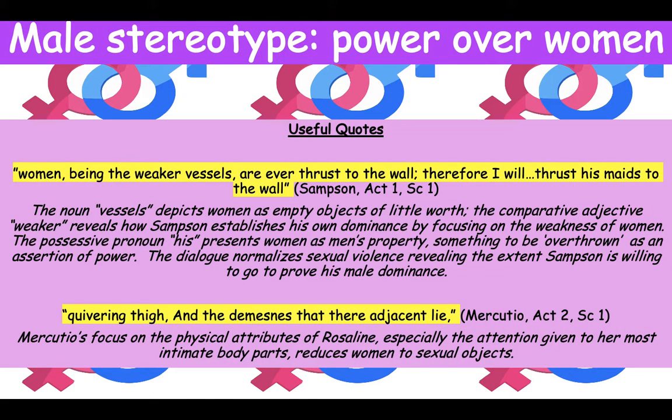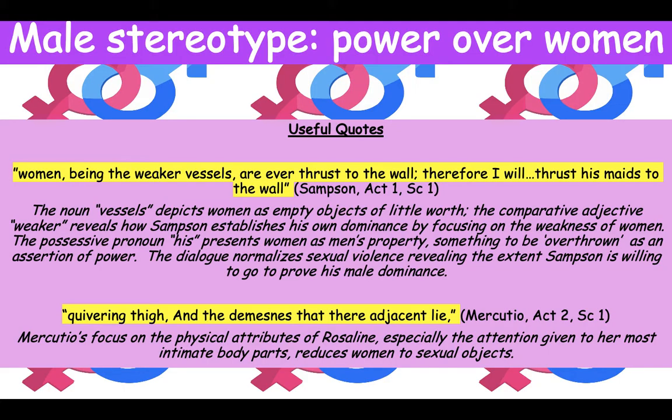Look at another male stereotype, that is the belief of power over women. You might argue this is a hegemonic patriarchy, this idea of control over others, especially women. Look at what Samson says right at the beginning of the play. It's established that women are seen as lesser than men. He says, "Women, being the weaker vessels, are ever thrust to the wall. Therefore I will thrust his maids to the wall."